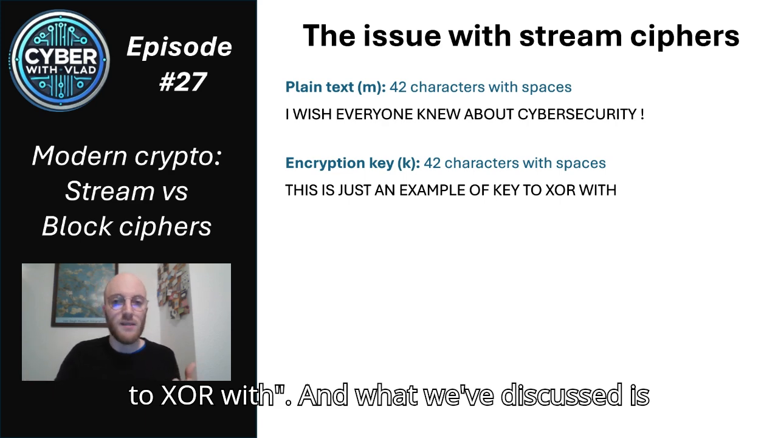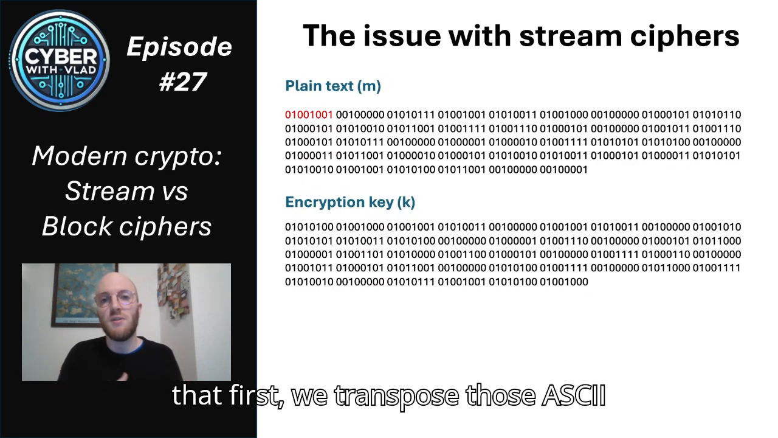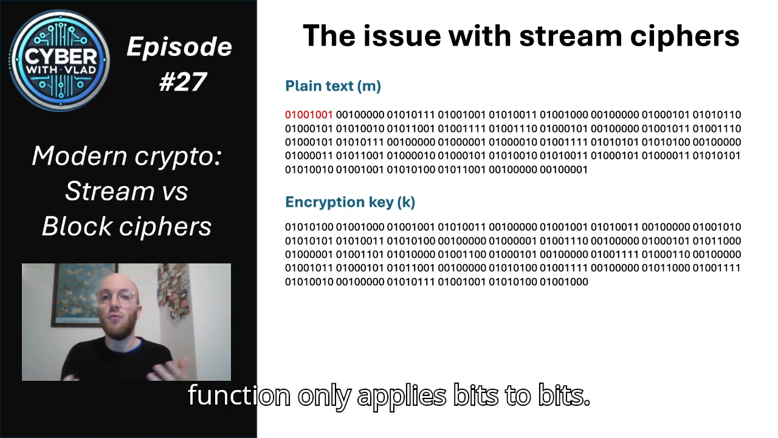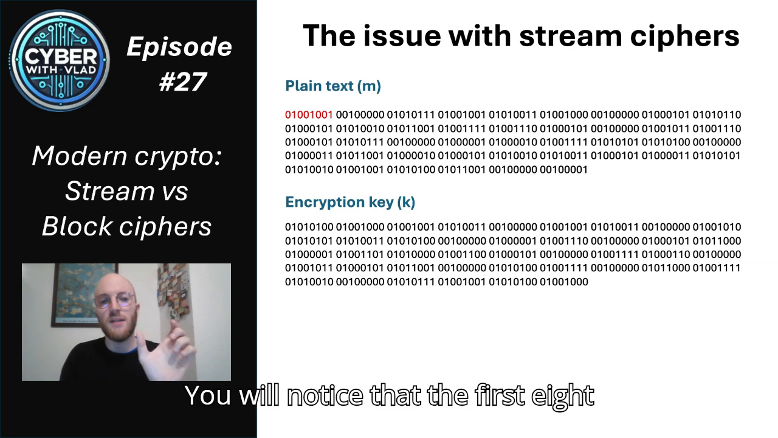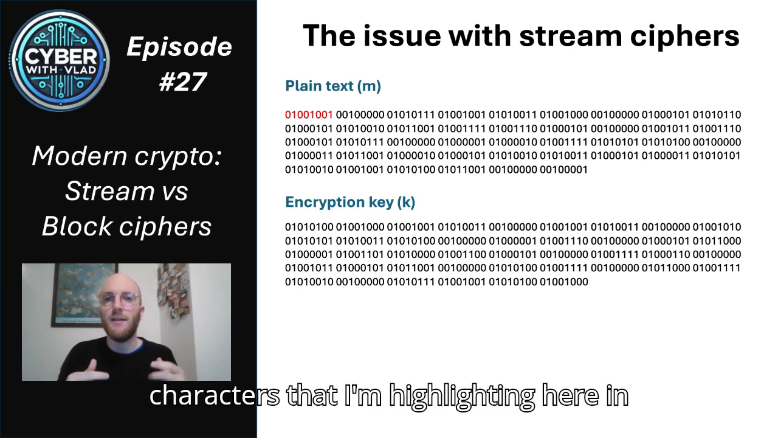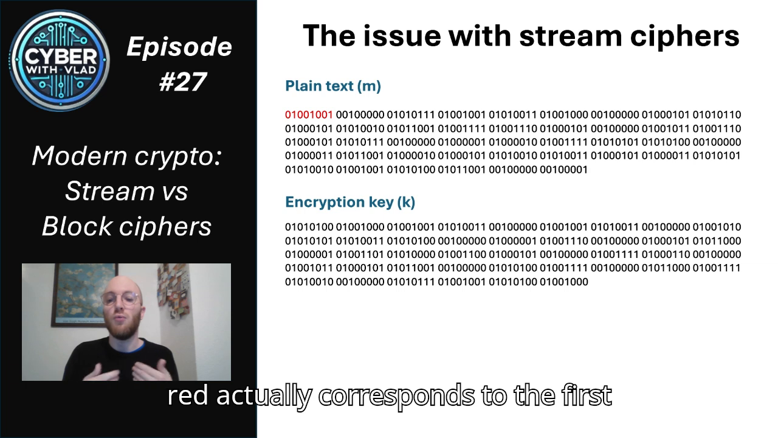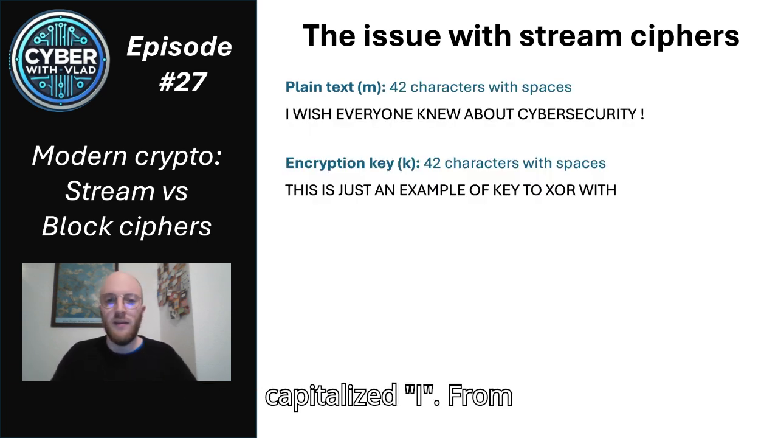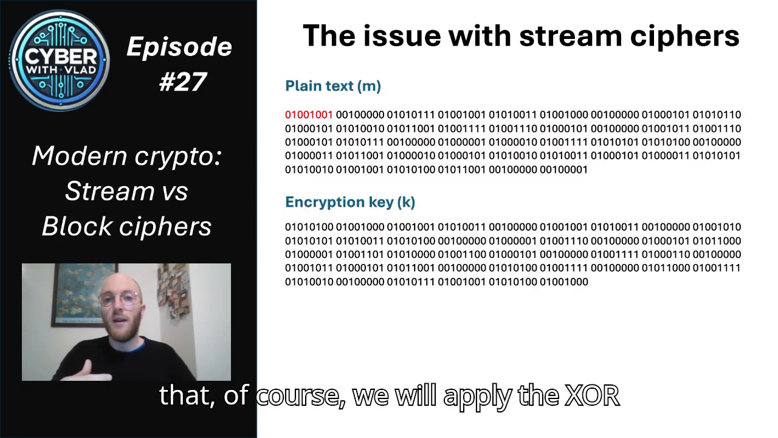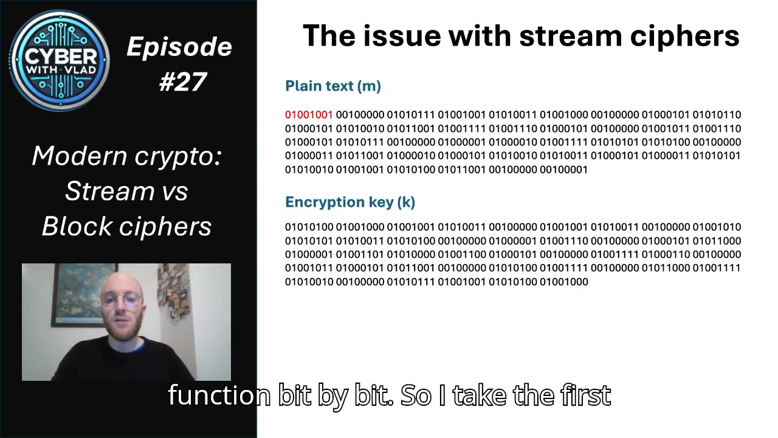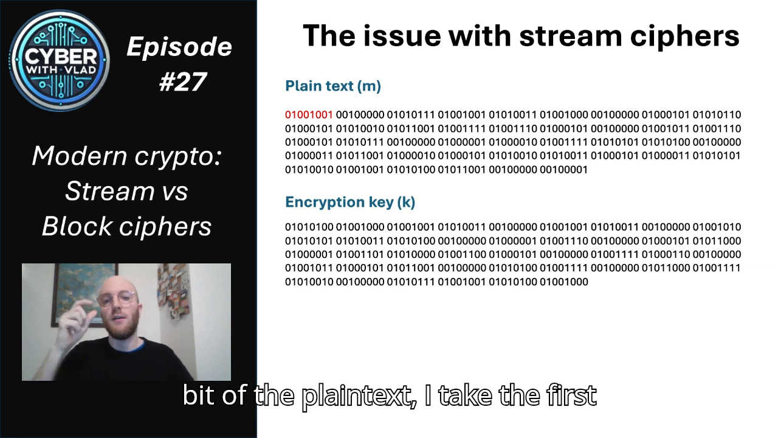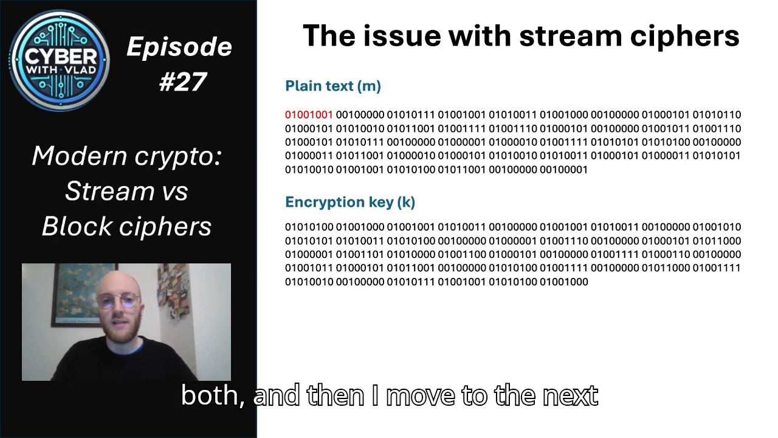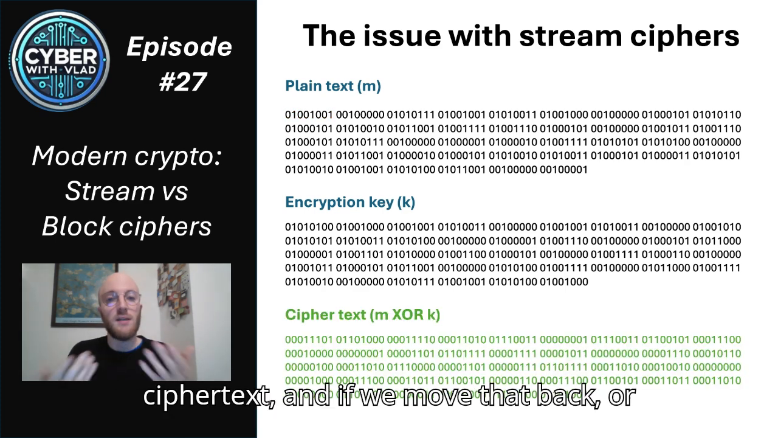What we've discussed is that first we transpose those ASCII characters into bits, because the XOR function only applies bit to bit. You will notice that the first 8 bits that I'm highlighting here in red actually correspond to the first character of my message, the capitalized I. From that, of course, we apply the XOR function bit by bit. I take the first bit of the plaintext, I take the first bit of the encryption key, I XOR them both, and then I move to the next character. When we do that, we get the ciphertext.